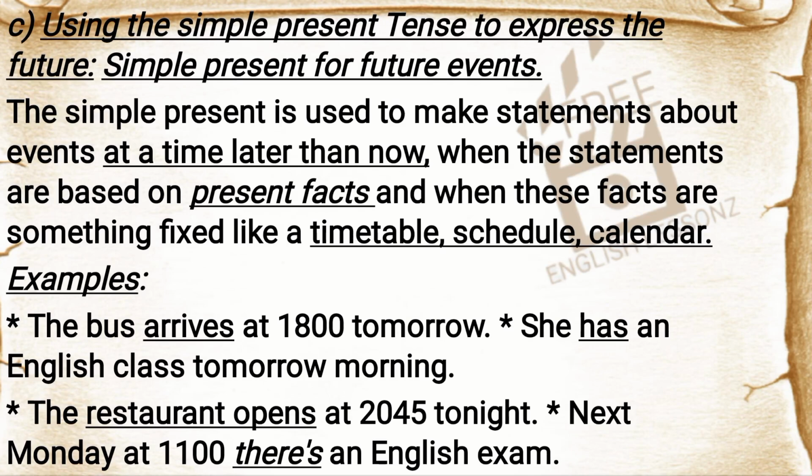Examples: the bus arrives at 1800 hours tomorrow. She has an English class tomorrow morning. The restaurant opens at 20:45 tonight. Next Monday at 11 o'clock there's an English exam.